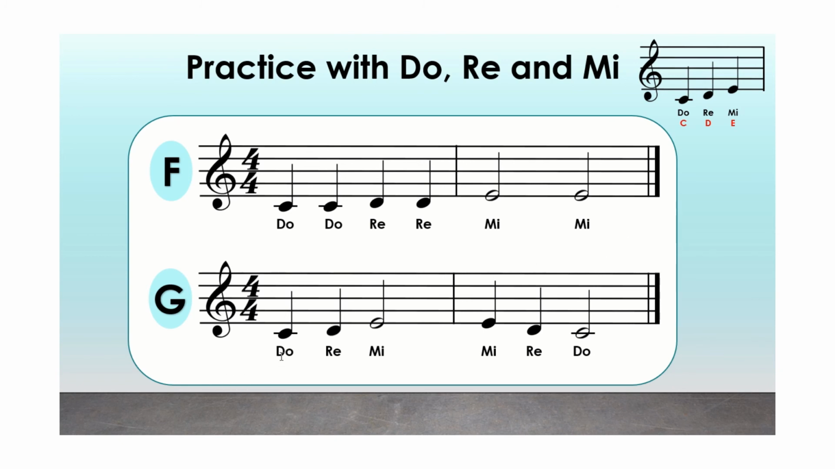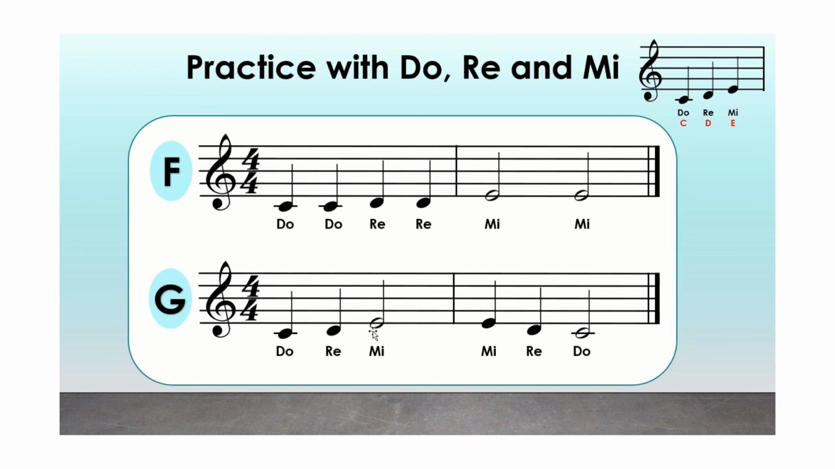Letter G moves up, do, up to re, up to mi, and we hold. Then mi, down to re, down to do, and we hold. Let's try it. Ready? And here we go. Do, re, mi, mi, re, do.